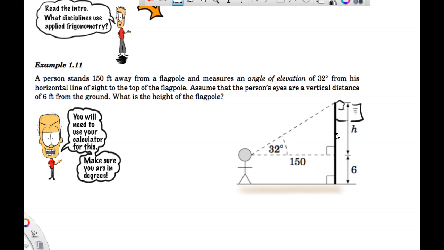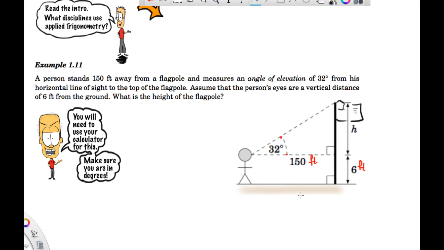So a person stands 150 feet away from a flagpole. So here's the person, there's 150 feet. And the angle of elevation is the angle that you would measure if you go parallel to the ground and up to the top of the flagpole. So the angle of elevation is from here to here. And assume that the person's eyes are a vertical distance of 6 feet from the ground. So the eyes are actually 6 feet from the ground. So this was a given and this was a given. And we want to know the height of the flagpole.